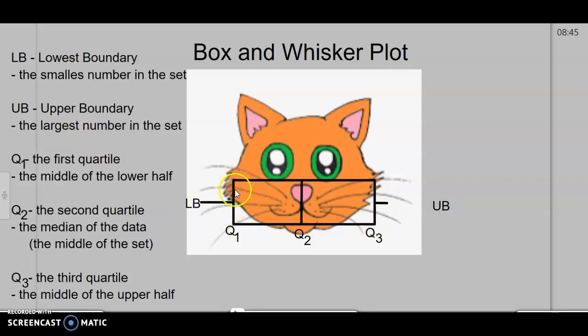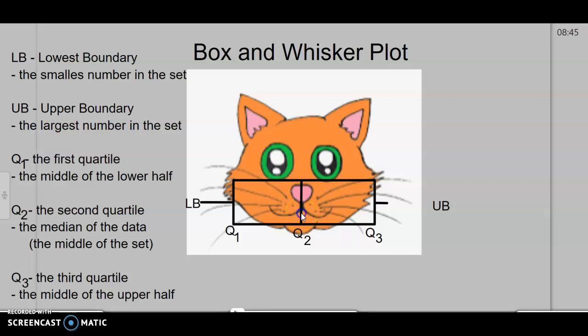Now let's get to the parts of the rectangle here. So we have a left side, a right side, and then a line that's sometimes in the middle, but doesn't have to be in the middle. So let's talk about the Q2 first, the second quartile. So this one right here in the middle. This is the median, all right? So we've talked about this. It's when you have them all in order, which one is exactly in the middle.